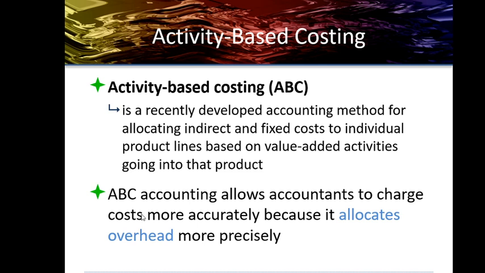Okay. And this ABC accounting, of course, allows the accountants to charge cost more accurately because it allocates overhead more precisely. I want to know what is the cost of the marketing activities in the company? What is the cost of the operation activities in the company? What is the cost of the human resource activities in the company, including, of course, selection, recruitment, salaries, wages, whatever. What is the cost of the research and development activities? So we calculate the cost for each activity separately.